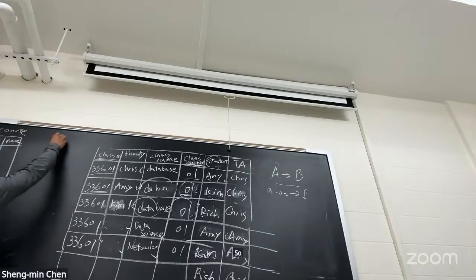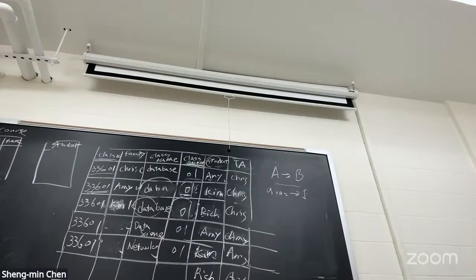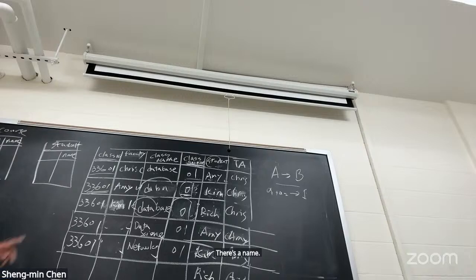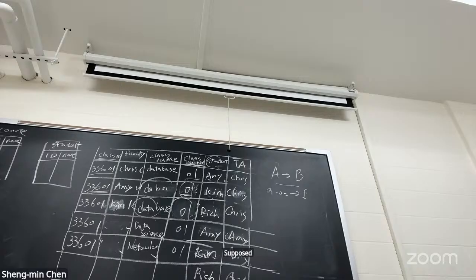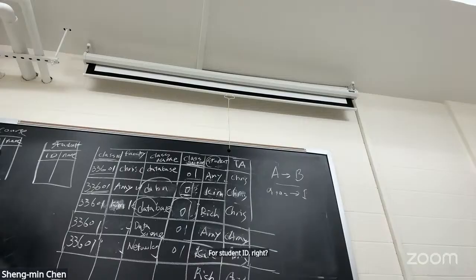So there should be a student table. Okay, and then we'll say that there's a name. Right now we at least have a name, right? Supposedly it should have an ID. That's fine. Right now, the requirement, just to break it out, says it should have its name. But for good practice, we'll put an ID over there, a student ID. The same thing for TA.